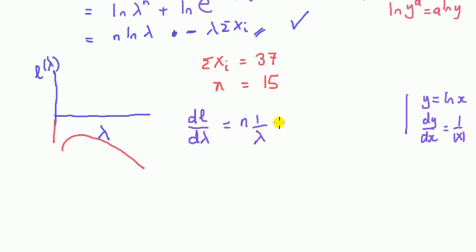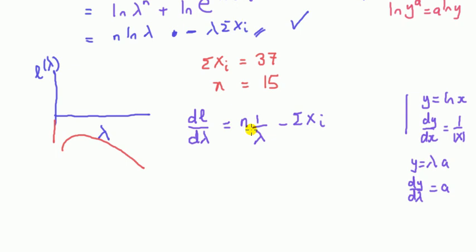And then minus, the sum of xi is just a constant, so looking at this is like looking at lambda times a constant, say a. So y equals a lambda, and dy by d lambda would just be equal to a. So here this is going to be the sum of xi.